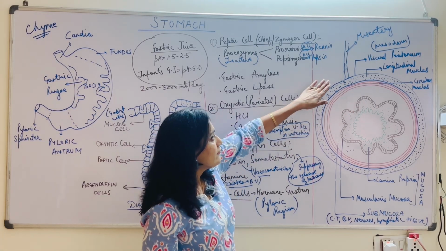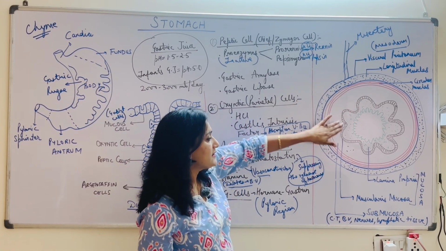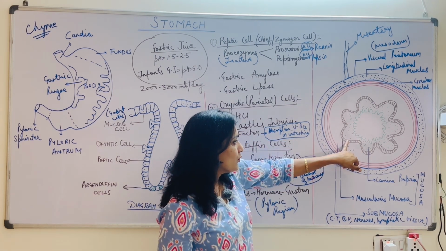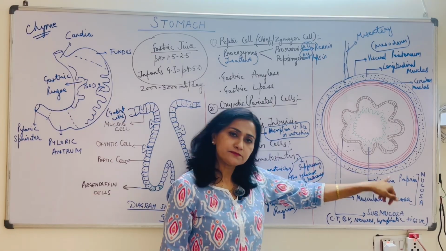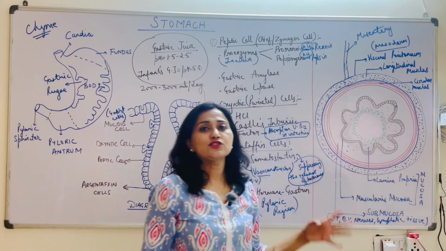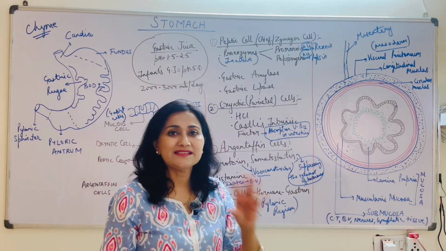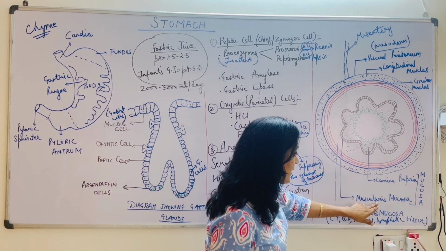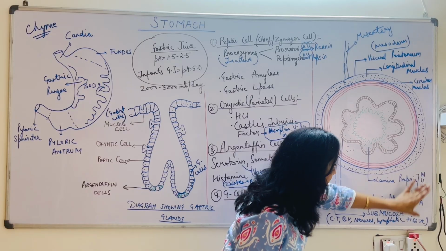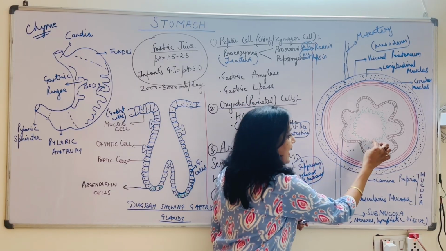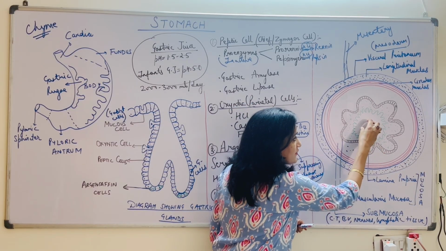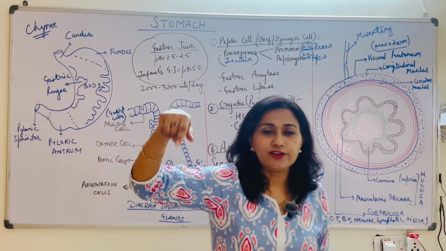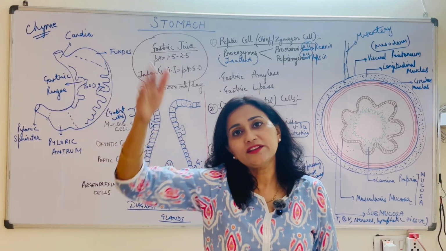So you had first visceral peritoneum, then muscular layer, then submucosa and mucosa. Mucosa has muscularis mucosa and lamina propria. Similarly, lamina propria also has loose connective tissue, blood vessels, lymphatic tissues and nerve supply. And as you can see, lamina propria and muscularis mucosa are a part of the mucosa, and towards the lumen of the stomach, they have these folds. That is the gastric rugae which they form to increase the surface area.